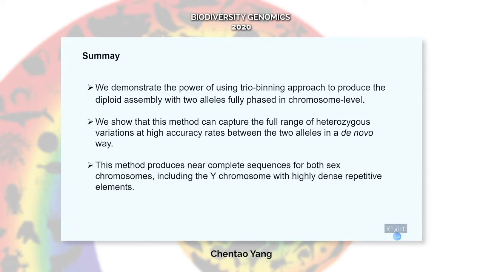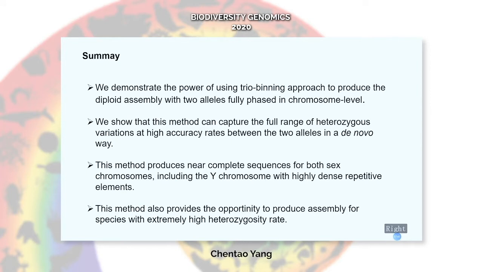And thirdly, this method produces near-complete sequences for both sex chromosomes, including the Y chromosome with highly dense repetitive elements. And finally, this method also provides opportunities to produce assemblies from species with extremely high heterozygosity rate.